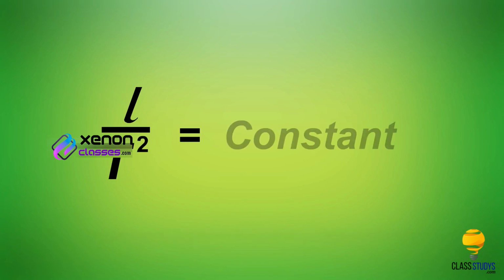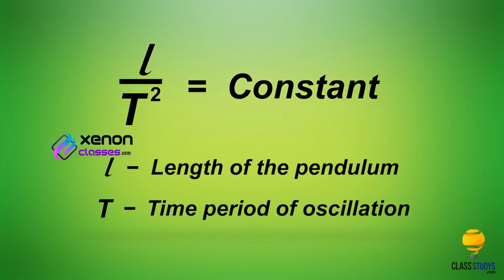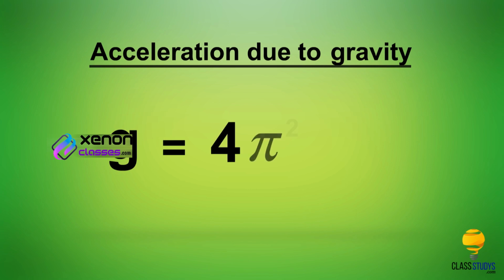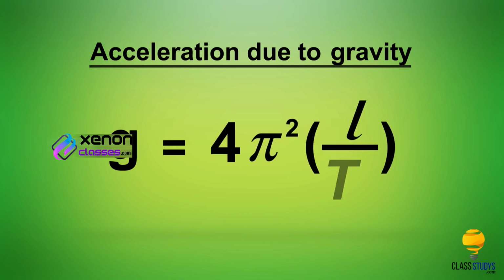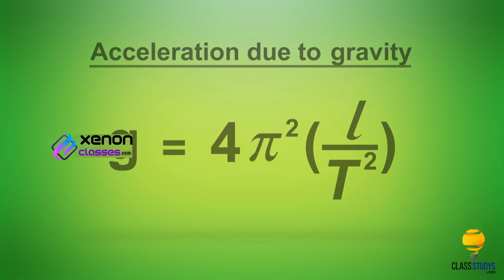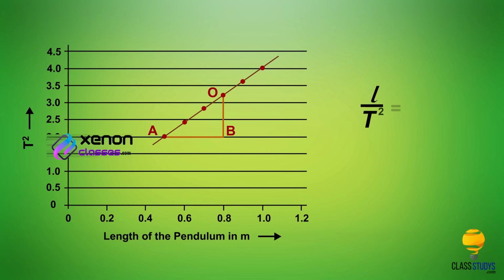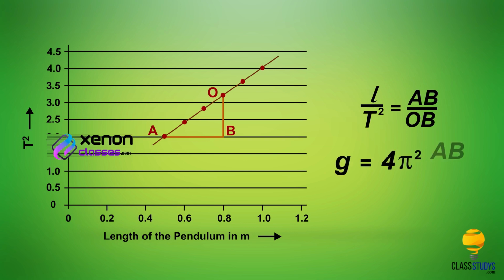The value of L by T square is calculated in each case and it is found to be a constant. Now, calculate the acceleration due to gravity using the relation g is equal to 4 pi square into L by T square. A graph is plotted with L along x-axis and T square along y-axis. It will be a straight line. From the graph, calculate L by T square as L by T square is equal to AB by OB. g is also calculated using the value L by T square.